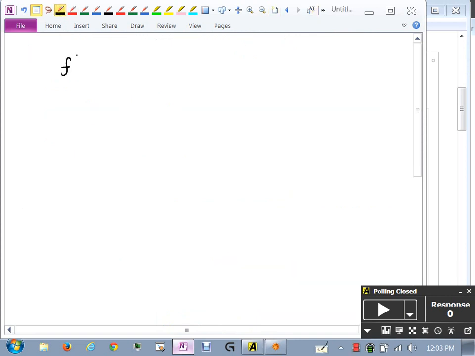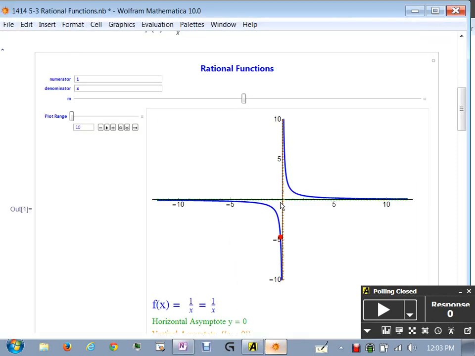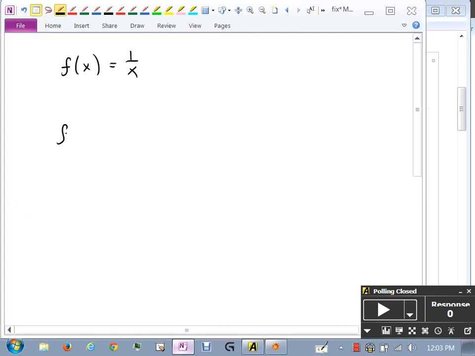Our function was 1 over x, right? Somebody give me a number that is getting close to 0 over here. Negative 1/10. Yes? If I were to plug negative 1/10 in here, I would do 1 divided by negative 1/10, but that's the same as flipping the fraction over, isn't it? And making a negative 10.